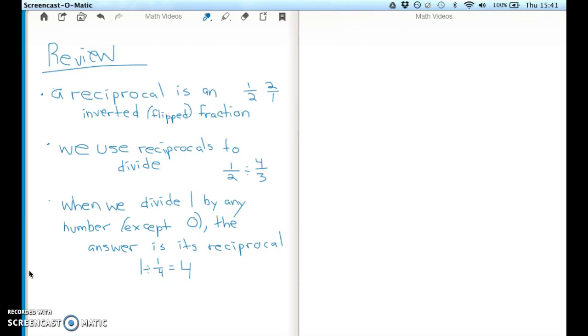Write this down. I just want to review our main points. A reciprocal is an inverted or flipped fraction. Therefore, the reciprocal of 1/2 is 2/1. Second, we use reciprocals to divide in problems like 1/2 divided by 4/3. And third, when we divide 1 by any number except 0, the answer is its reciprocal. So that is why 1 divided by 1/4 equals 4.